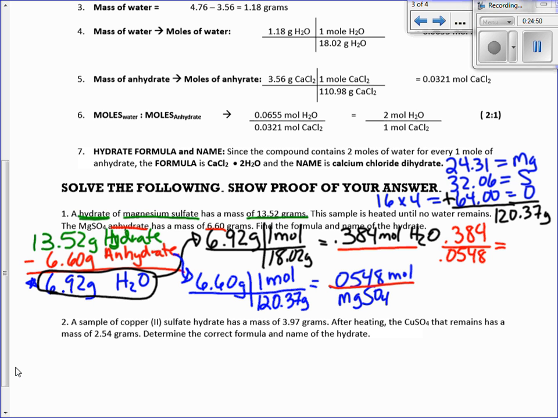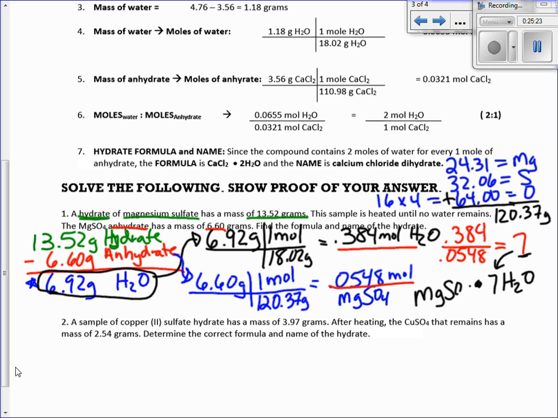And what do you get? Anyone? It is a 7. Good. So what does that mean? That means when I'm writing the formula, it's going to be MgSO4 with the dot, and the 7 goes in front of the waters. That's what we're finding there. That 7 goes here in front of the waters. Okay? So that is the formula that we needed to find, but we also need to write down the name.